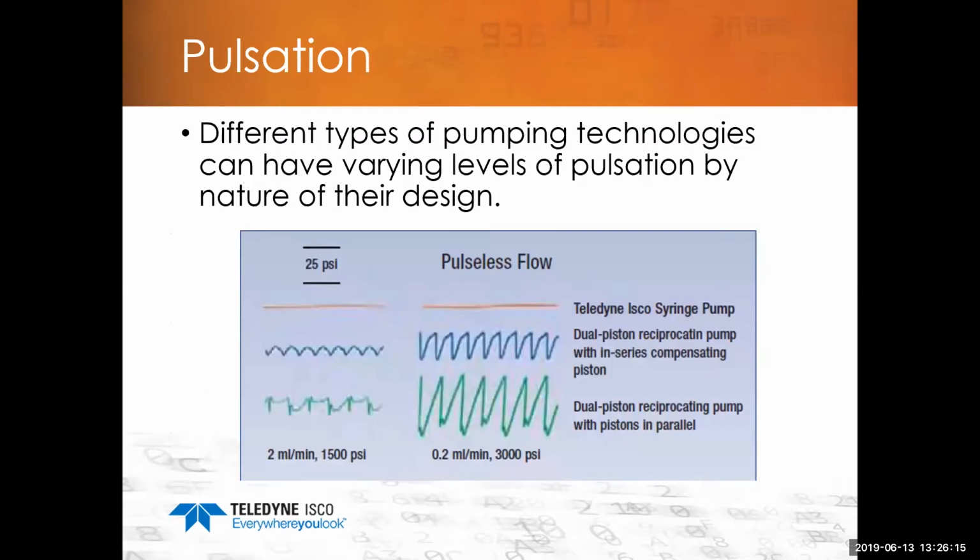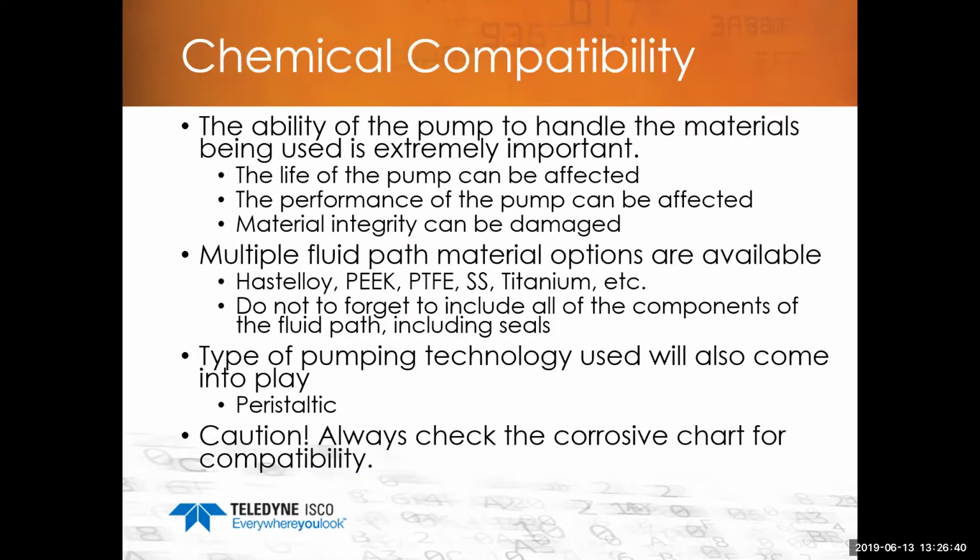Just to give you an idea, this is an older chart we did here, showing you the variation in pulsation at a 2 milliliter flow at 1500 psi, and then 0.2 milliliter flow at 3000 psi. Big difference. You can see the blips between the three, and that'll make a big difference in your flow rate.